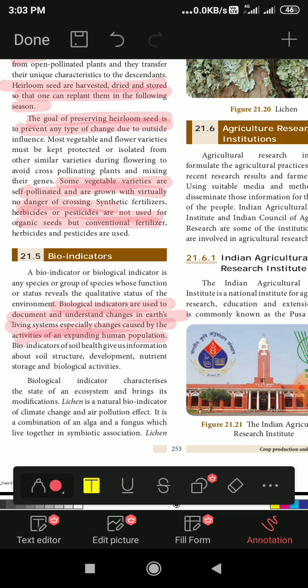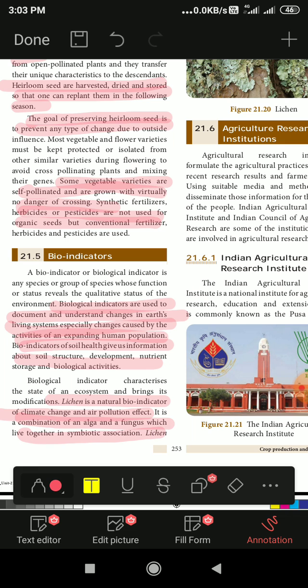Bioindicators of soil health give us information about soil structure, development, nutrient storage, and biological attributes. All the details about the soil will be given by the bioindicators. Biological characteristics reflect the state of an ecosystem and its modification. Lichen is a natural bioindicator of climate change and air pollution effects. It is a combination of an alga and a fungus. You must have studied this in symbiosis.